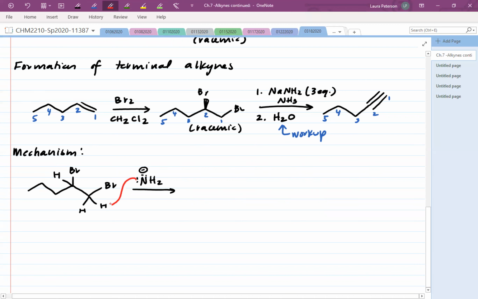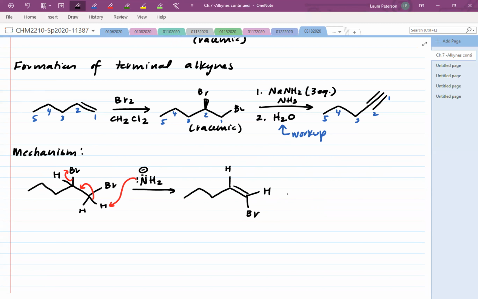It's going to pick up one of the protons. We're going to donate those electrons and kick out the bromide. That's going to form the alkene. And I didn't mention this before, but it doesn't really matter which hydrogen and which halogen you remove first, whether it was on the carbon on the left or the right, respectively.